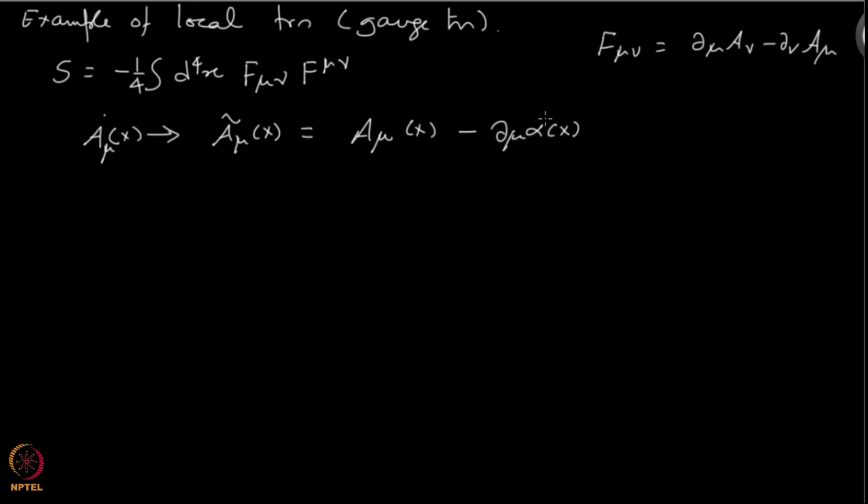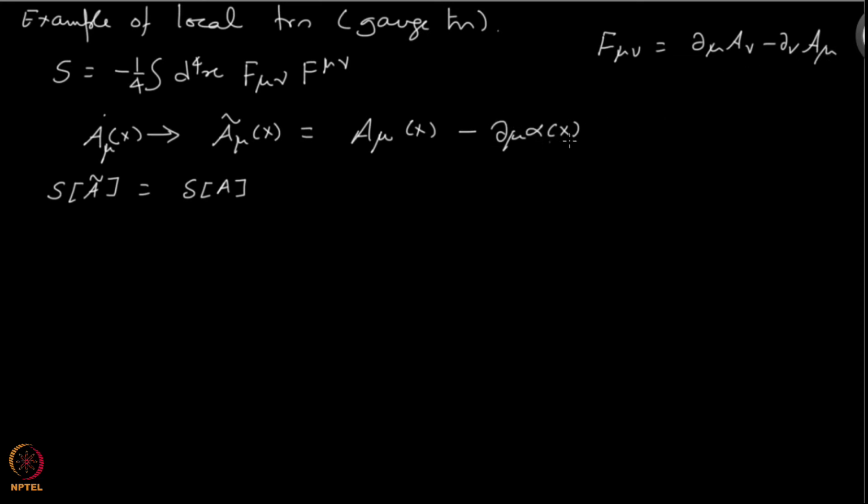Okay. So there is a parameter alpha which I can change, but that parameter is a function of x, and that is why this is a local transformation, because it depends on x. Now you see that the action as a functional of A tilde is going to be the same as the functional of A, because here you have del mu f alpha and f mu nu is del mu A nu minus del nu A mu.